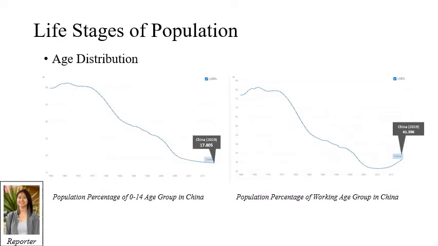Next is the age distribution. The graph shows the population percentage of ages 0 to 14 and working age from the total population in China. For the ages 0 to 14 group, it shows that the population was decreasing, while for the working age group, it shows that the population decreased from 1995 to 2010 and was increasing from 2010 to 2019.